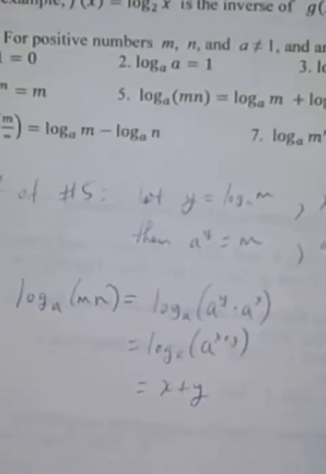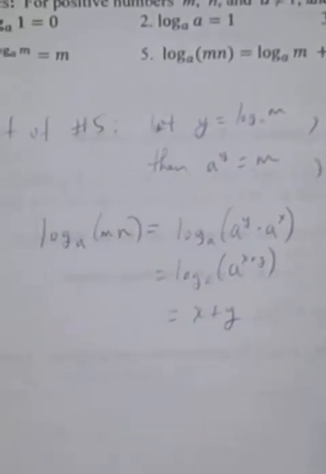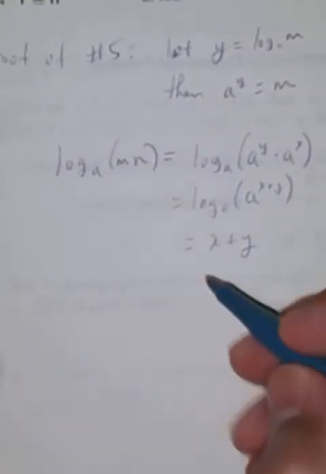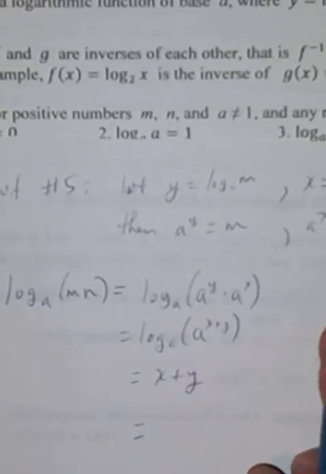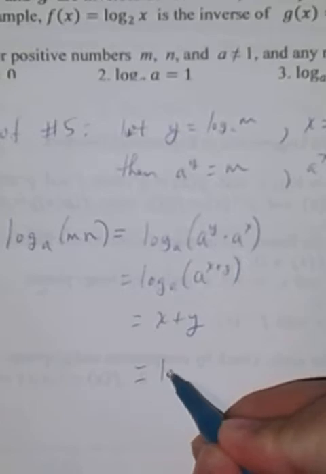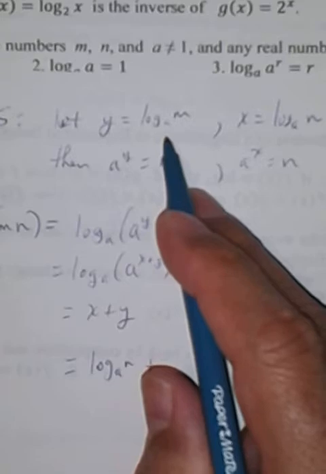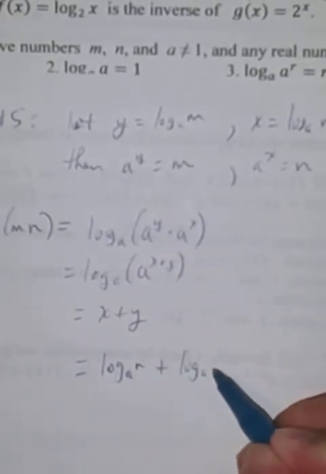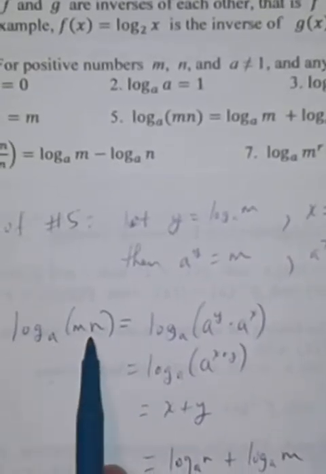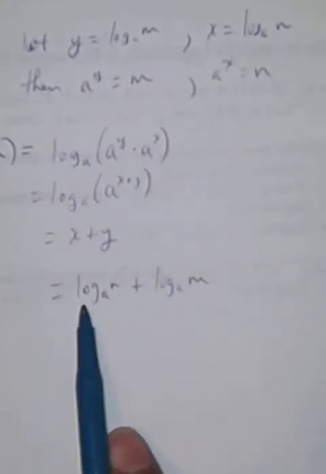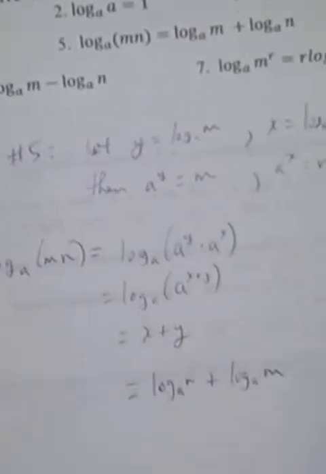We get that from this particular one right here. Okay. All right. And x plus y would just be log base a of n plus log base a of m, since x is log base a of n and y is log base a of m. Notice that's what number 5 says, right? That log base a of mn is log base a of m plus log base a of n. Okay, let's look at number 4.